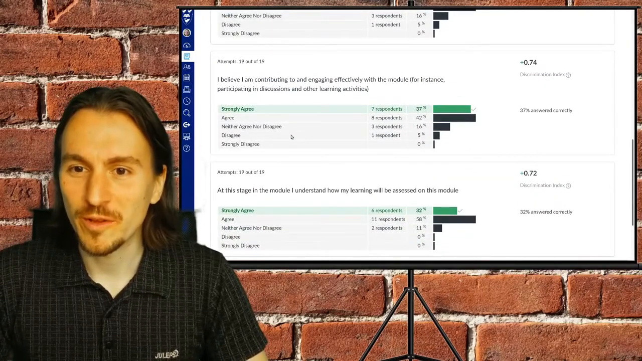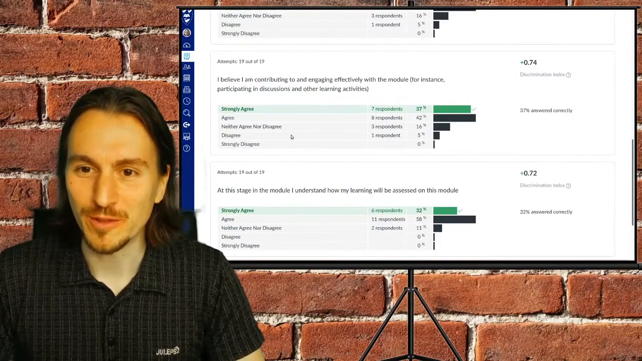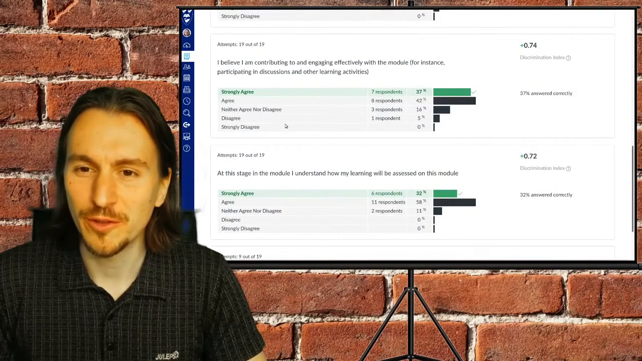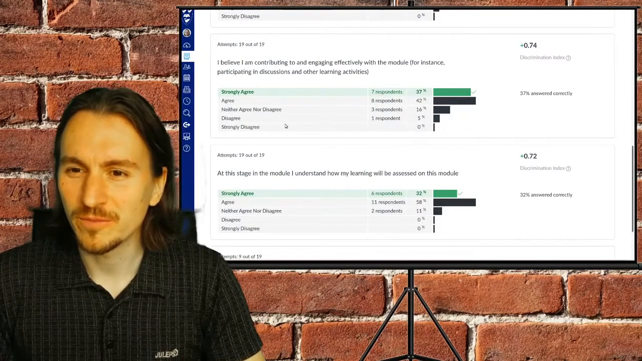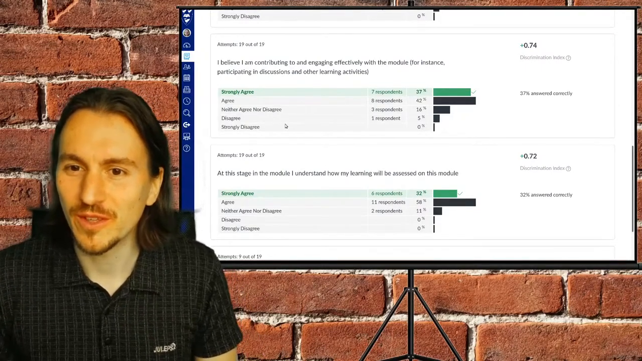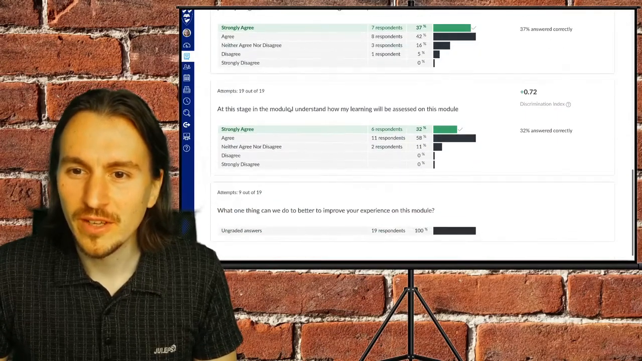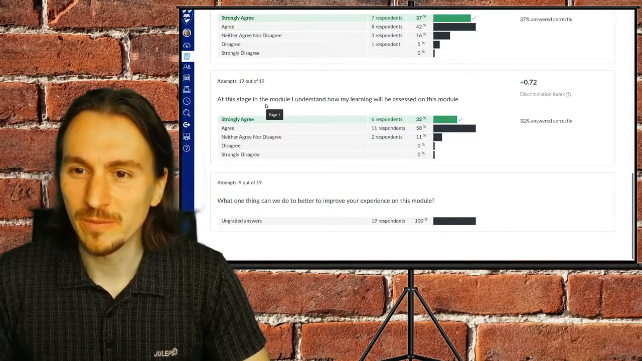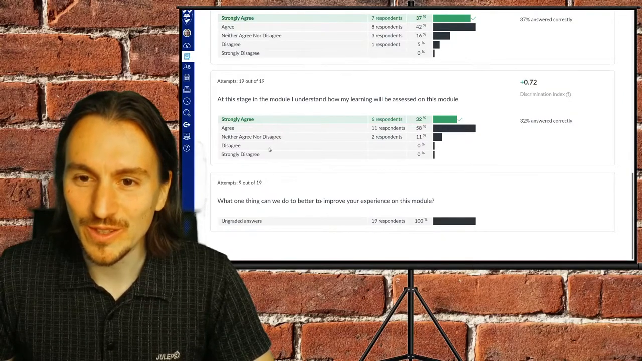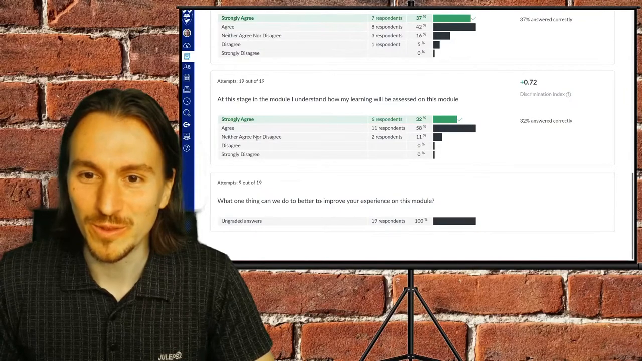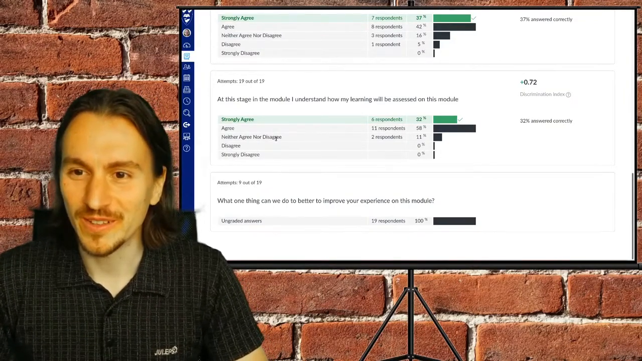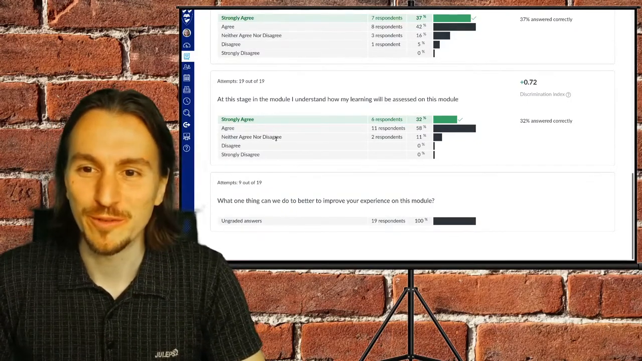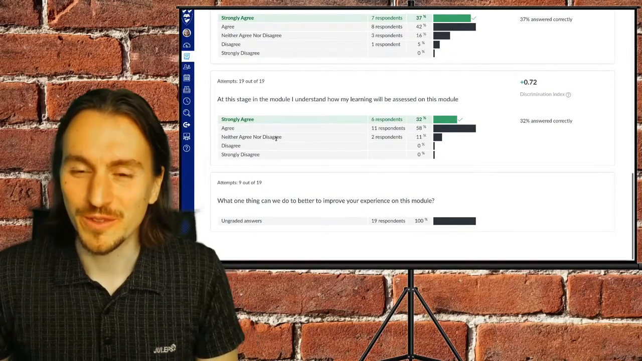The next question was whether you believe you're contributing and engaging effectively with this module. And most people seem to agree, except for a few who were not so sure. I think this is overall positive, so I'm happy to see that you're happy with your own engagement. The next question was whether you understand how you will be assessed. And I'm very pleased to see that no one at least completely disagreed, and just two people said they neither agree nor disagree. So it seems that it got clear what the assessments are. We've already started with a few of them. And if you ever have questions, you know how to reach us.